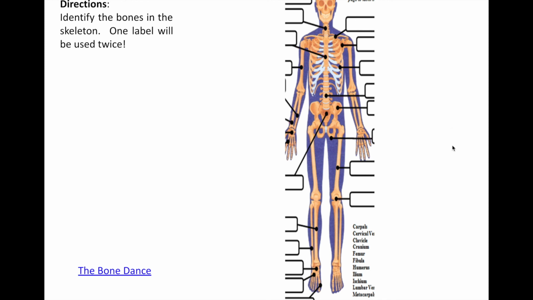All right, welcome back. Let's see how you did. We're going to start up here and go one at a time. Identify the bones in the skeleton. This bone here is called the cranium. That was pretty obvious. That part of the neck is what's called the cervical vertebrae.